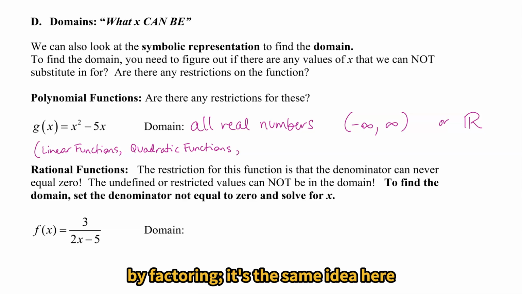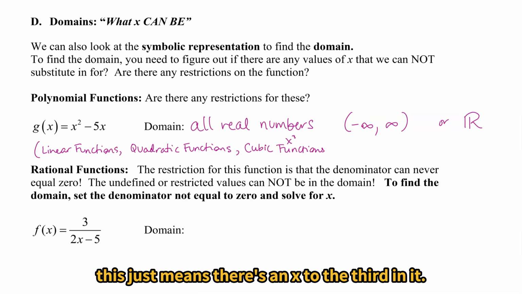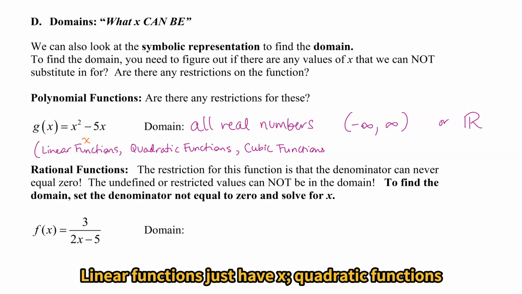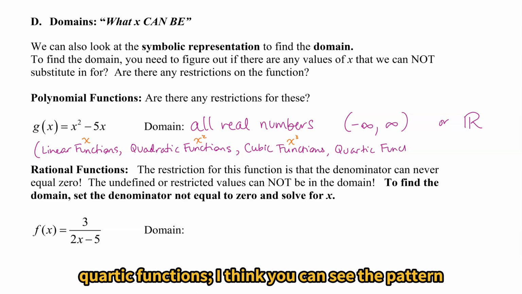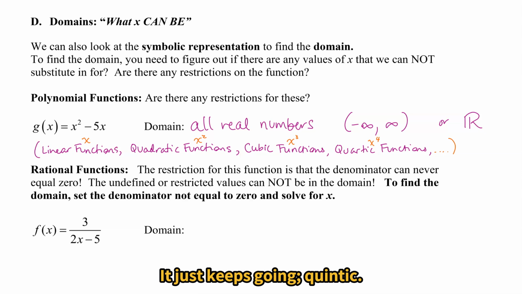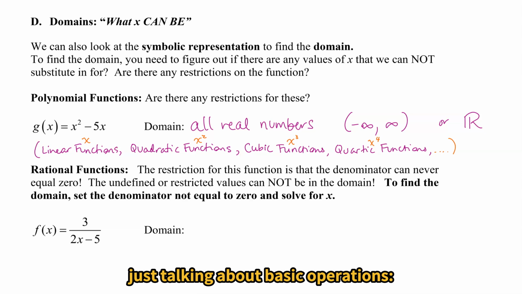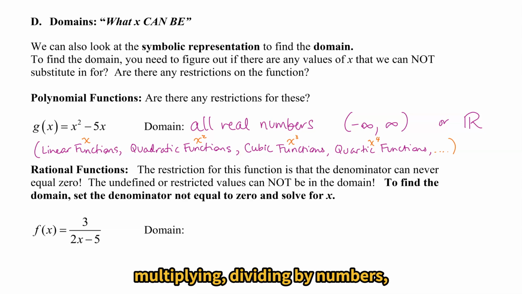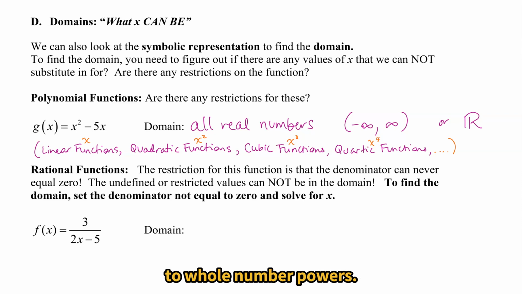It's the same idea here, except now we have function notation. Cubic functions. This just means there's an x to the third in it. So linear functions just have x. Quadratic functions x squared. Cubic functions x to the third. Quartic functions, I think you can see the pattern, quartic, x to the fourth, and so forth. It just keeps going. In all of these polynomial functions, we're just talking about basic operations, multiplying, dividing by numbers, adding and subtracting, and then raising to whole number powers.